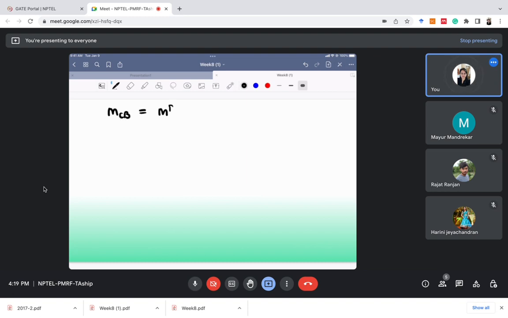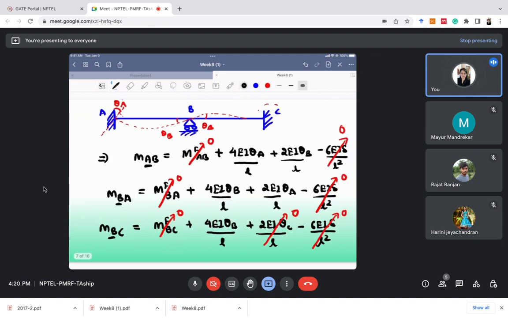Okay, so MFCB plus 4EI theta C over L plus 2EI theta B over L minus 6EI delta over L square. In this case also MFCB will be 0, theta C will be 0, and the delta term will also be 0. So we have written all these 4 slope deflection equations.